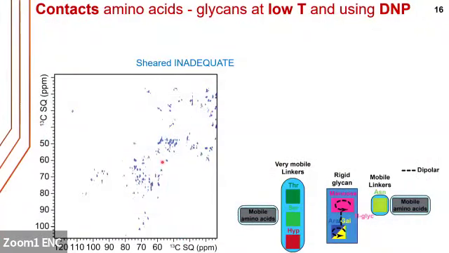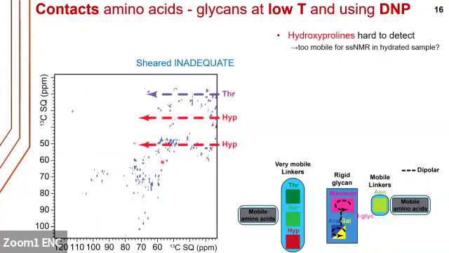Finally, we really wanted to see preferential contacts between amino acids and glycans. First of all, as a proof of concept that we can detect these contacts between glycans and amino acids in such a complex assembly, but also because in this type of assembly, we know that those linkers are very important and different from other amino acids.